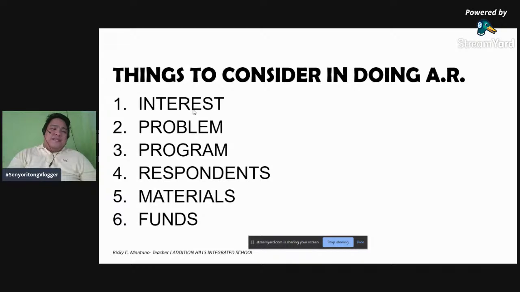Okay. So next is materials. What are the materials you'll be needing? That's the materials, and of course, you must itemize the funds or the budget that you need. So that whenever you plan to propose it, if you are a teacher in the Department of Education, it's okay. You have to itemize the budget.